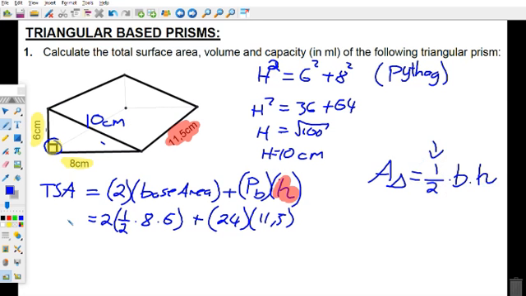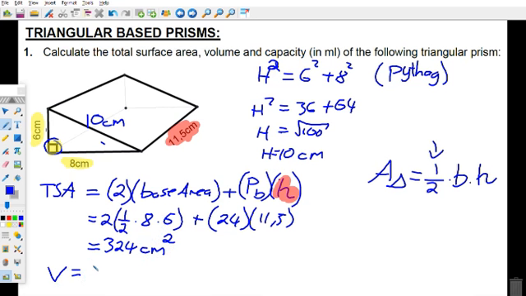So if we plug that into my calculator, what are we going to get? 324. Thank you. Now, what's my unit? Centimeters squared. Why is it squared? It's area. Yes.